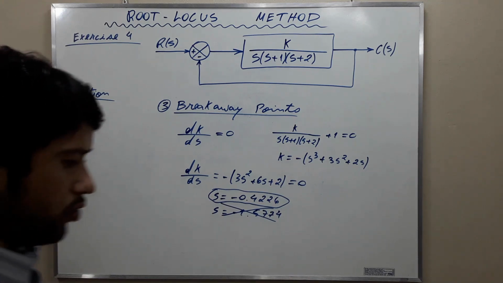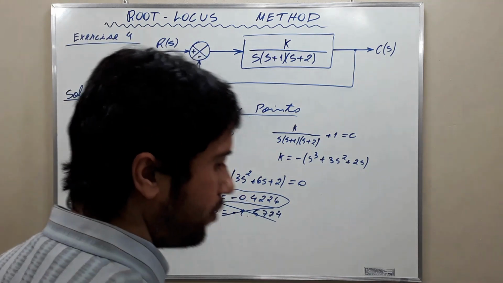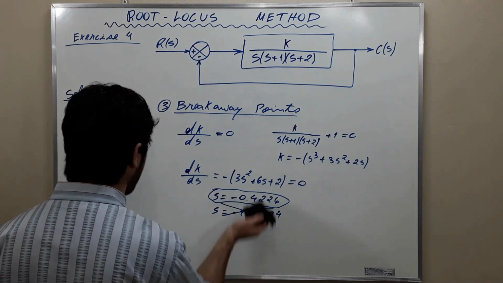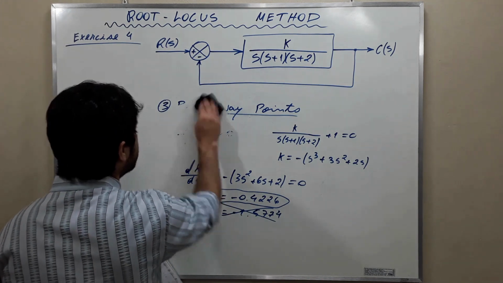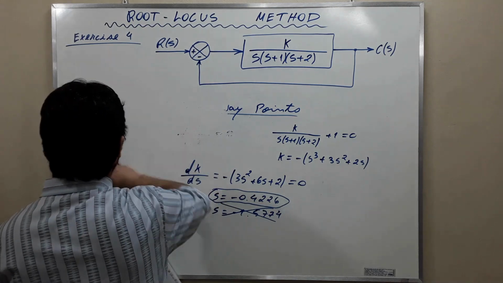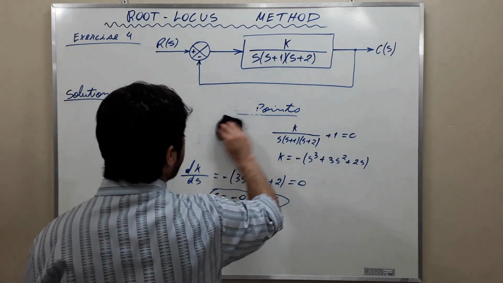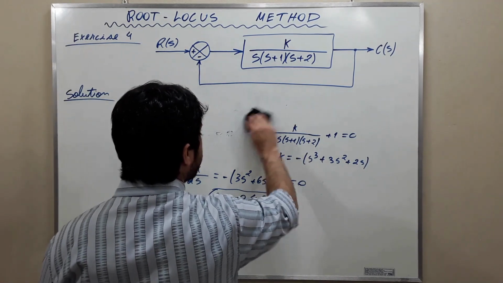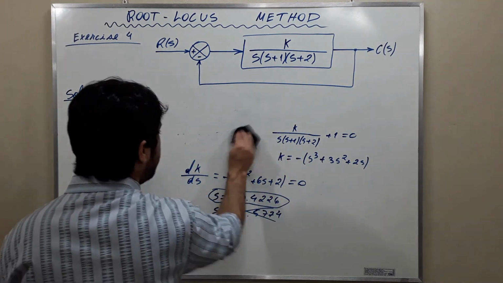After this, we go to the fourth step, which is to determine the points where the root loci cross the imaginary axis. Let's go now to the fourth step.